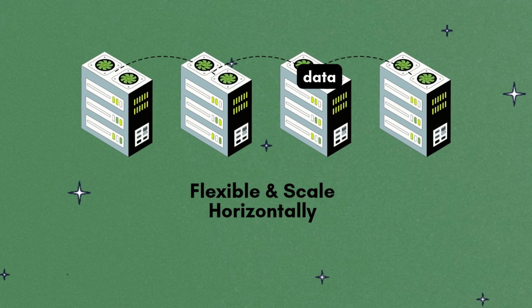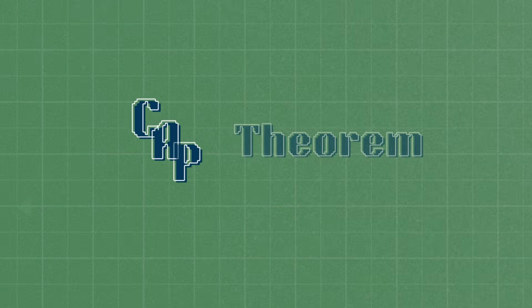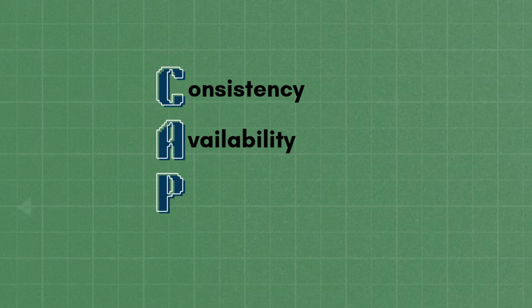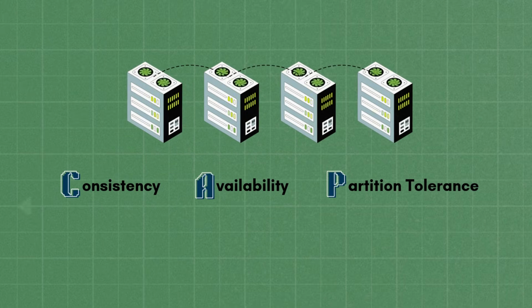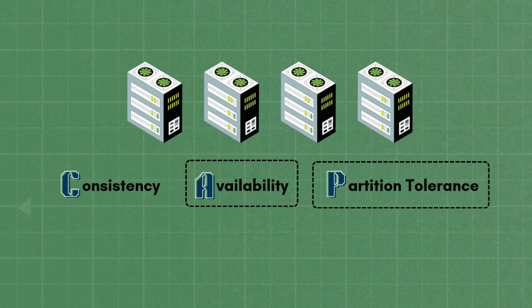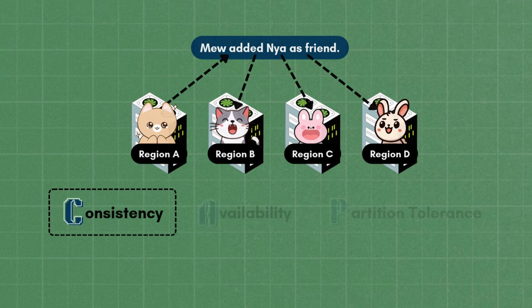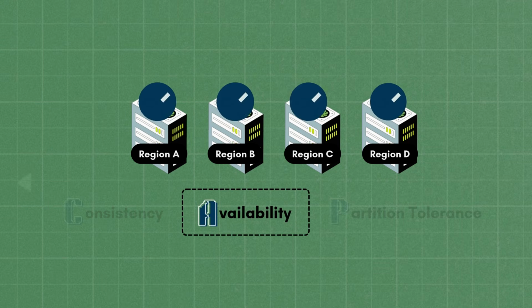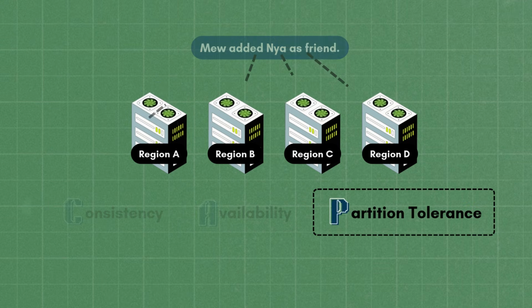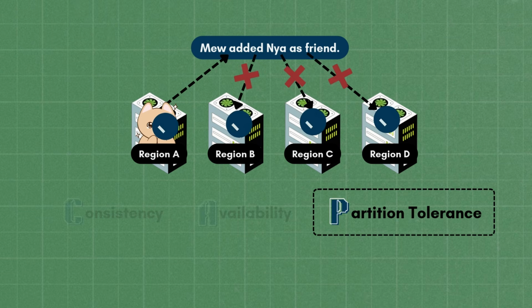When it comes to distributed systems, there is an important system design idea called the CAP Theorem, which stands for consistency, availability, and partition tolerance. In a distributed system, you can only fully guarantee 2 of these. Consistency means everyone sees the same data at the same time. Availability means the system always responds. Partition tolerance means the system still works even when network nodes cannot communicate.